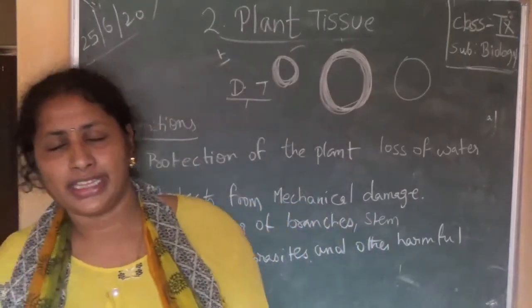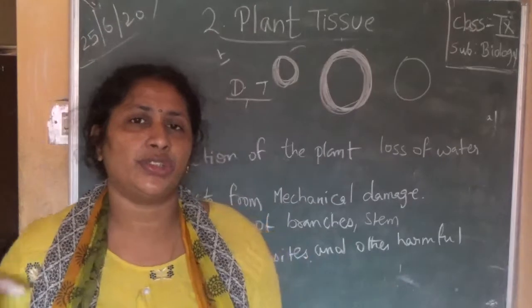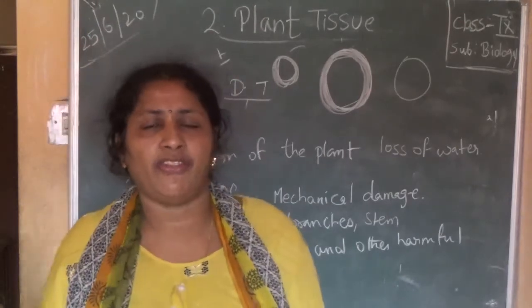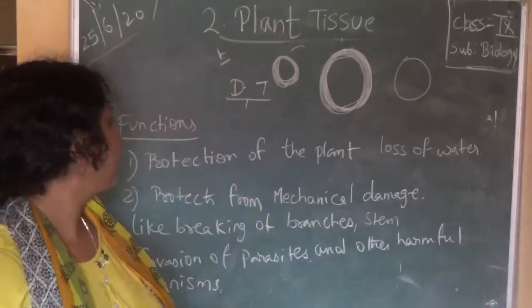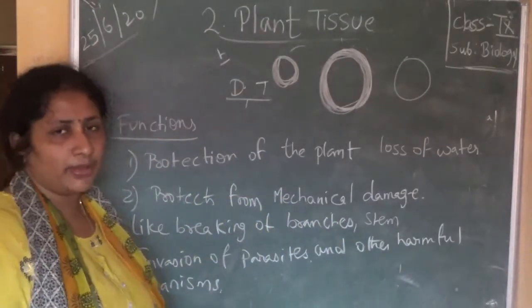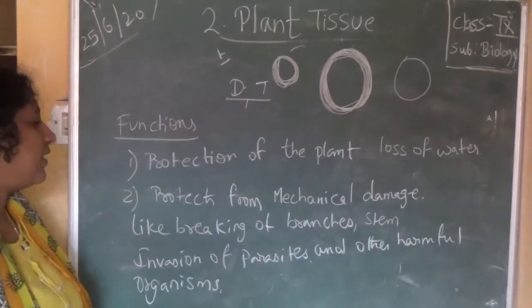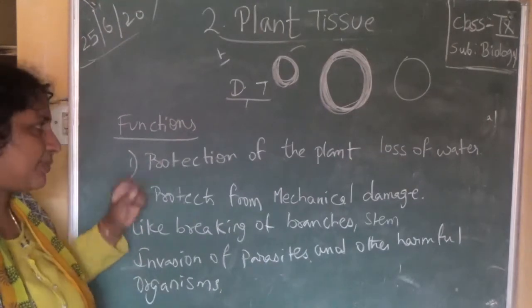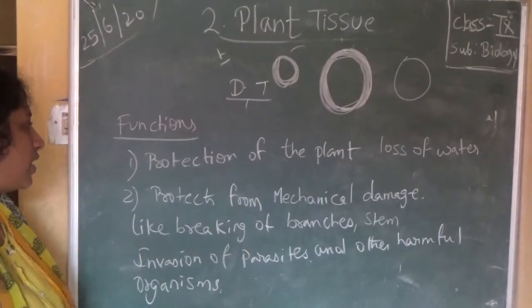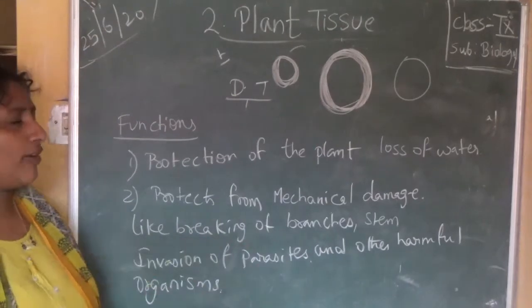If you compare the dermal tissue of desert plants, their dermal tissue is still thicker. Why? To prevent the loss of water. So protection of plants from loss of water. The main function is protection. So it is protecting the plant from loss of water. Next, mechanical damage like breaking of branches.